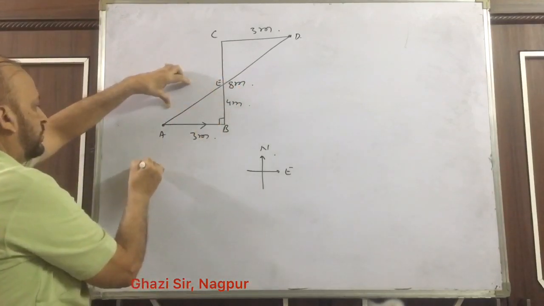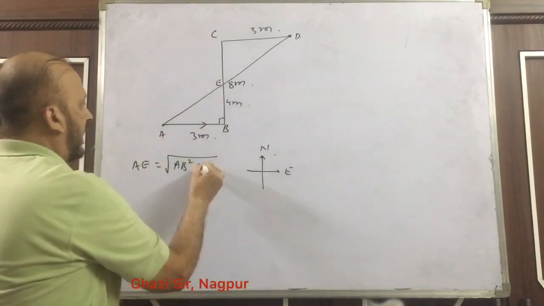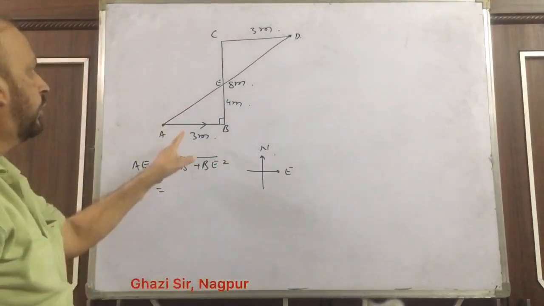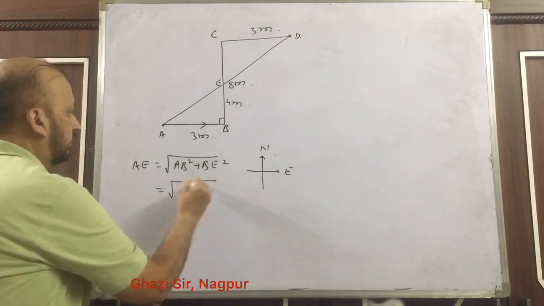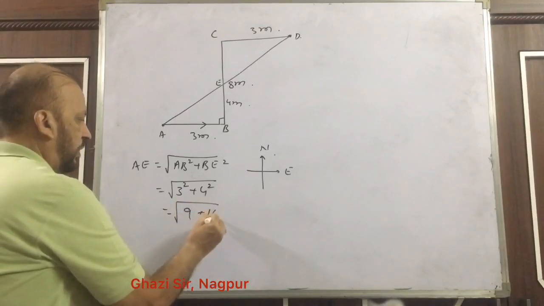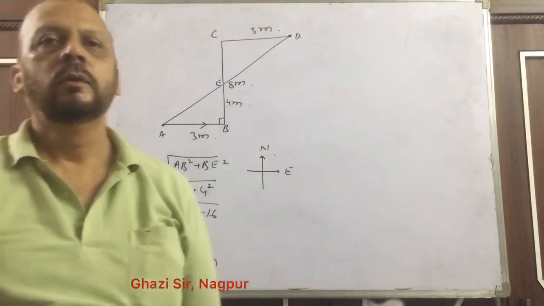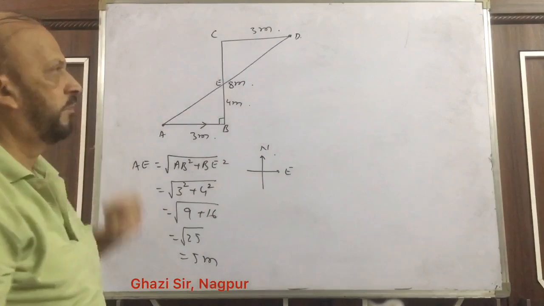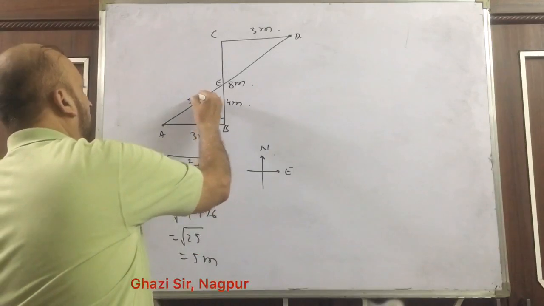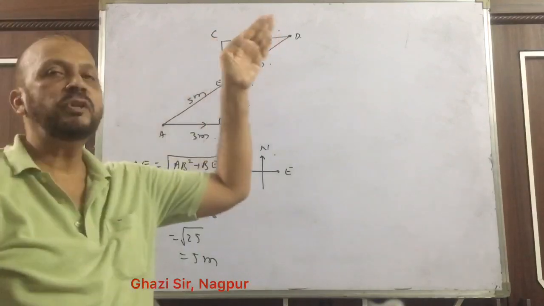So AE is equal to under root AB square plus BE square. So this is equal to 3 square plus 4 square, that is 9 plus 16, that is 25, and square root is 5 meter. So this distance is 5 meter. Therefore this distance is also 5 meter. So now displacement AD is equal to 10 meter.